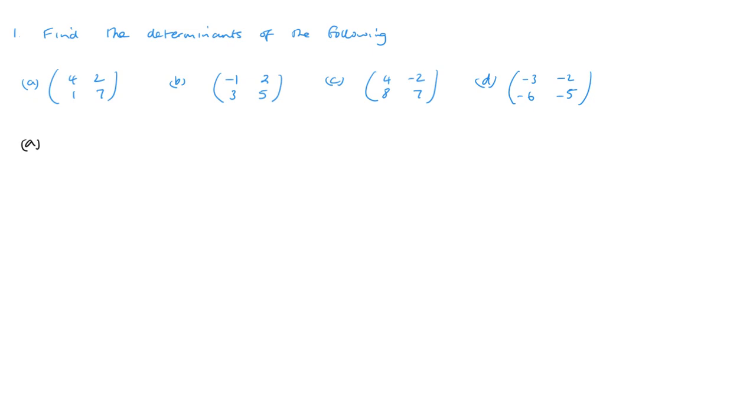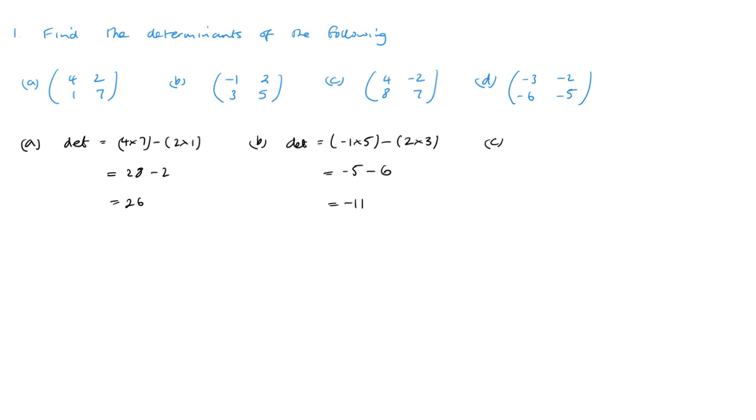So part A, finding the determinant. The determinant equals 4 times 7 minus 2 times 1. 4 sevens are 28, minus 2 equals 26. So part B, the determinant of that is minus 1 times 5 minus 2 times 3. That's minus 5 minus 6 is minus 11. See?